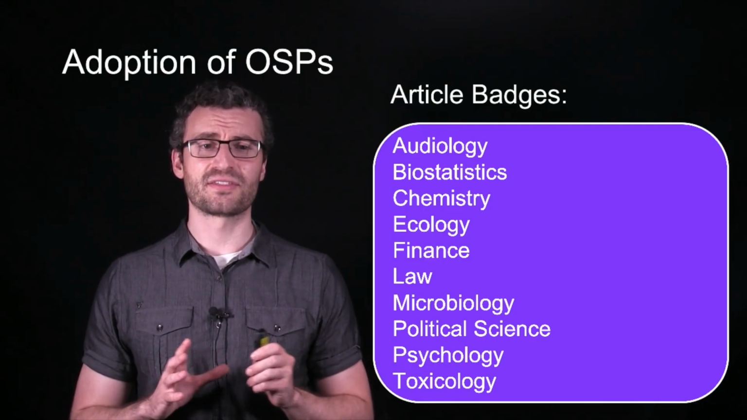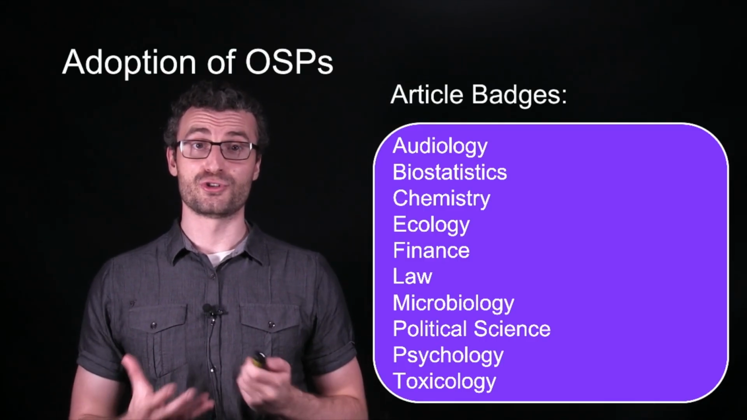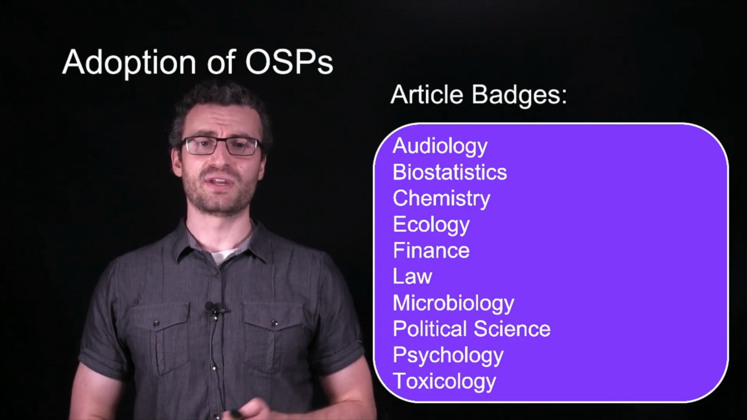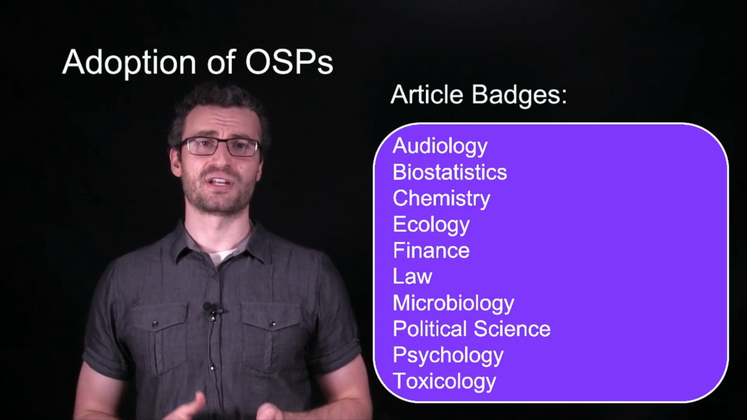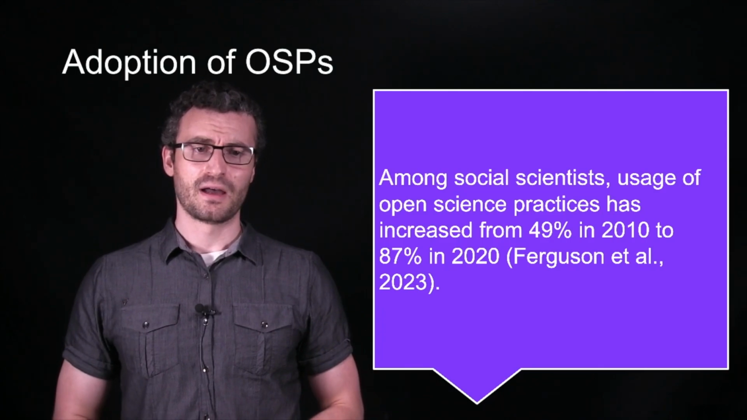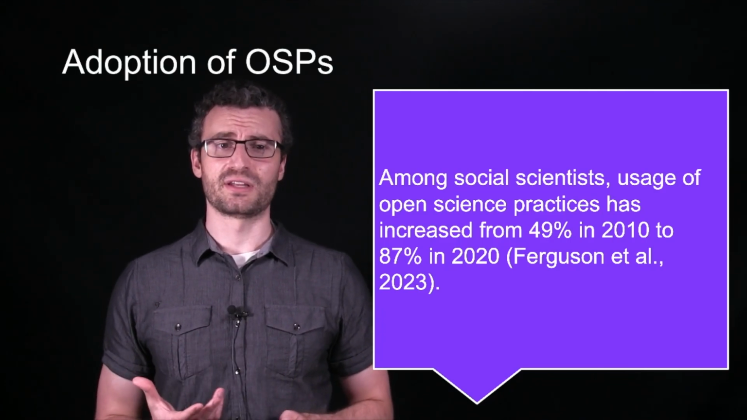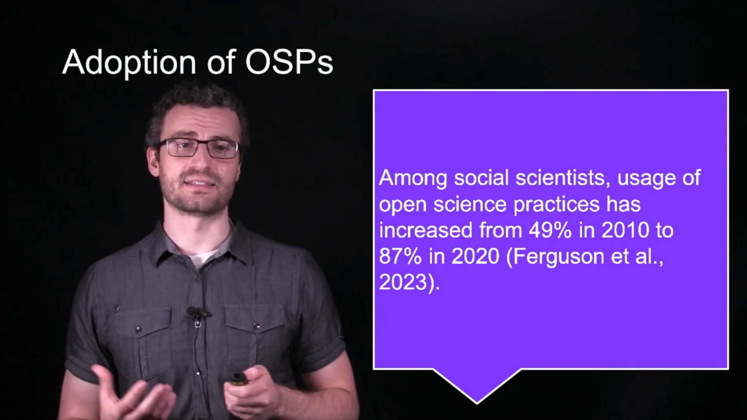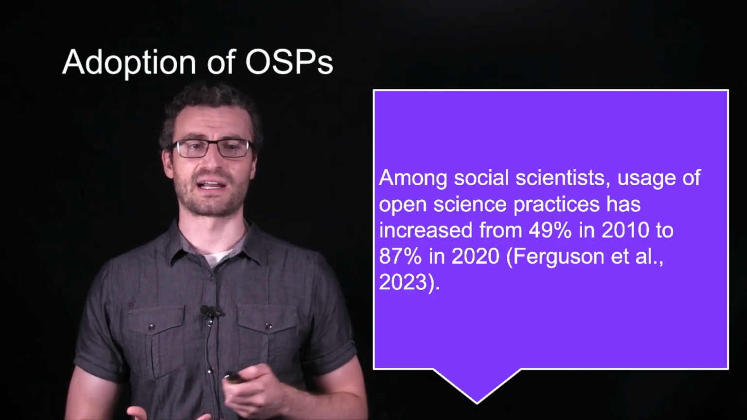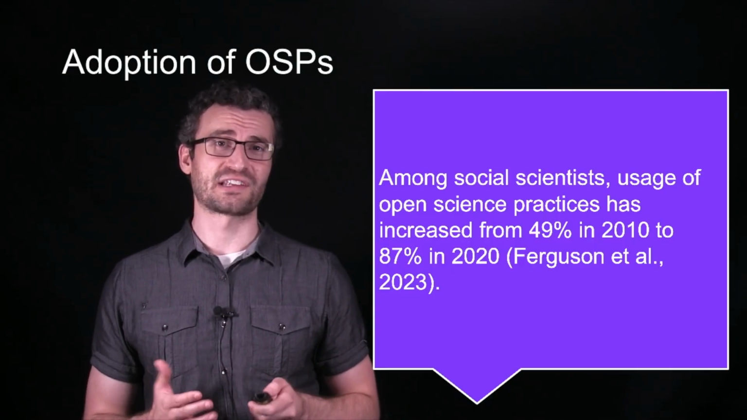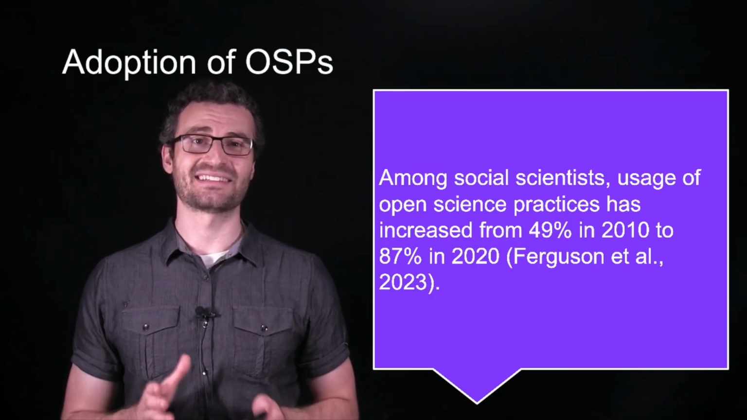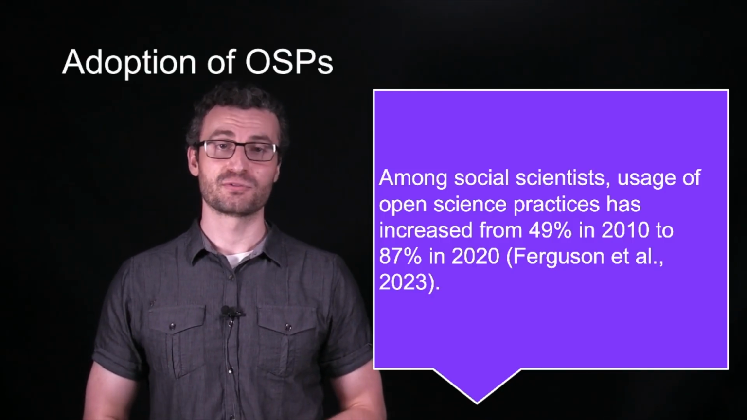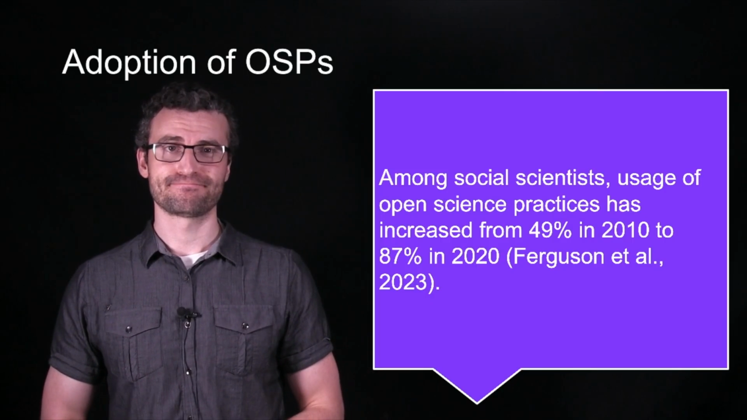Now, beyond looking at the very general journals in different fields, we can also look at evidence of increased adoption at the researcher level as well. A study that was conducted in 2023 found that among social scientists, the usage of these open science practices had increased from 49% in 2010 to 87% 10 years later, which is quite a drastic increase.